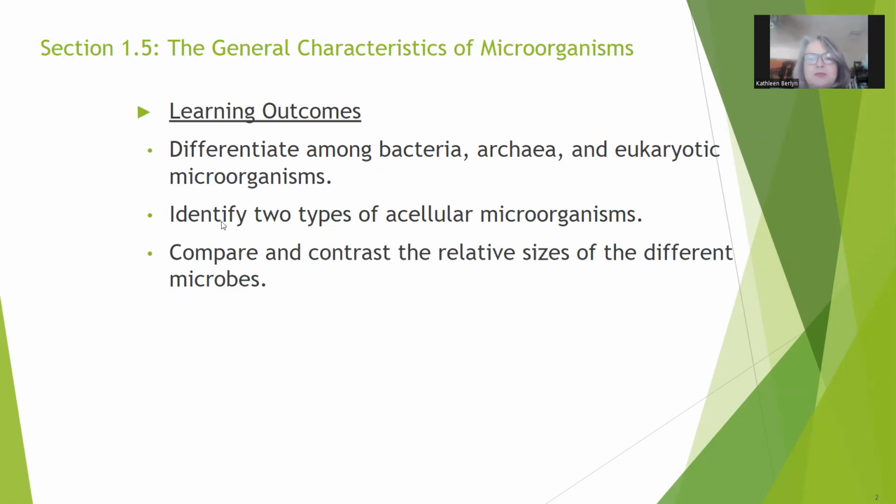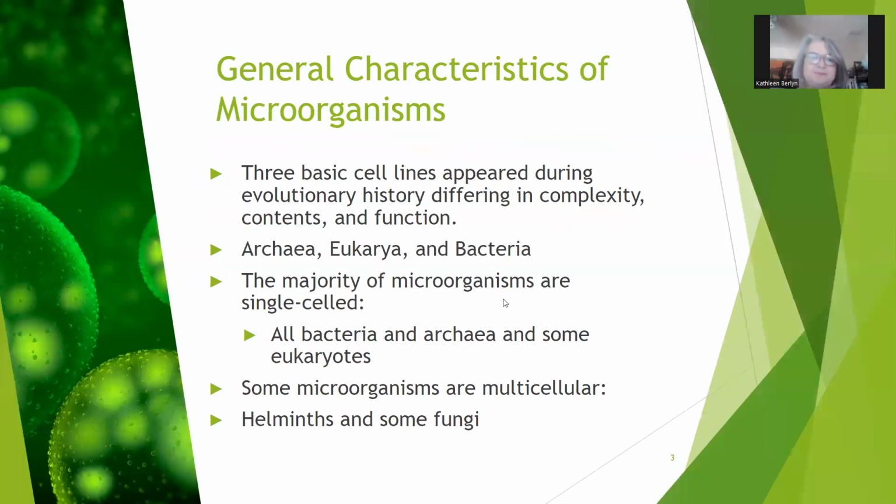And then we'll also be able to identify 2 types of acellular. Remember, acellular means without a cell, so things like viruses and prions, and then compare and contrast different sizes of microorganisms. So what are the different characteristics?